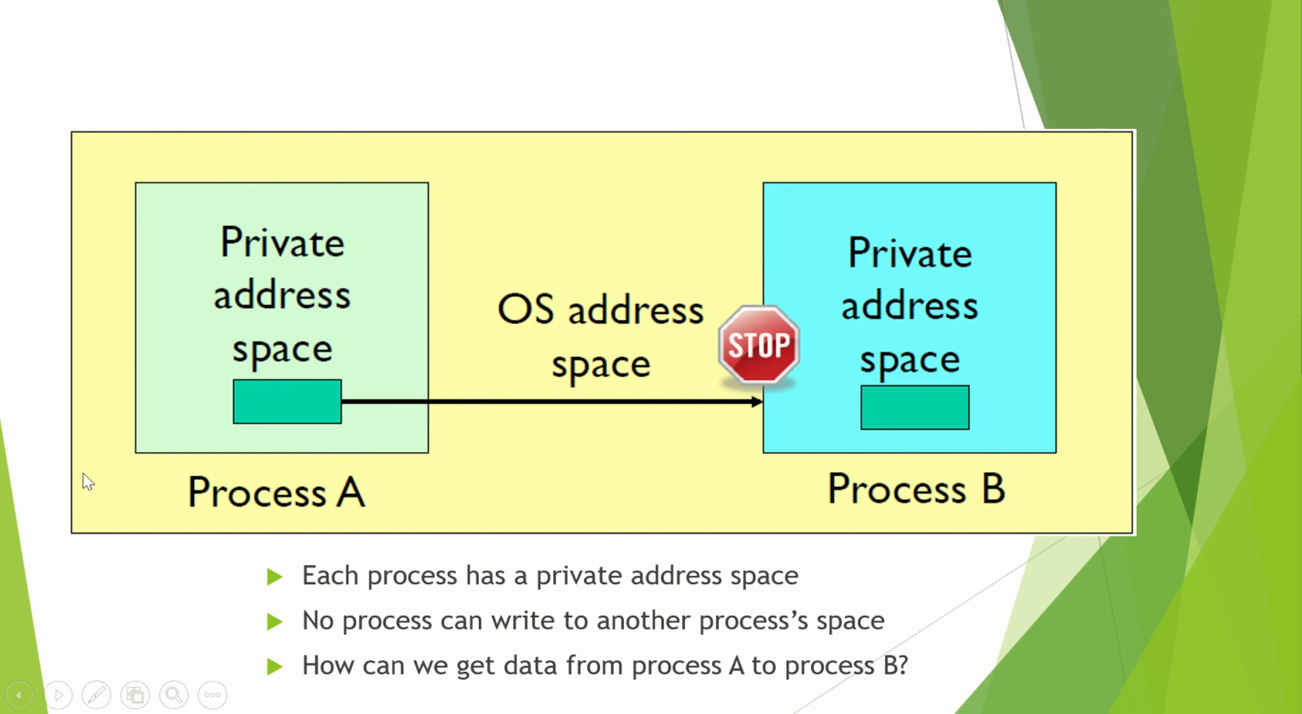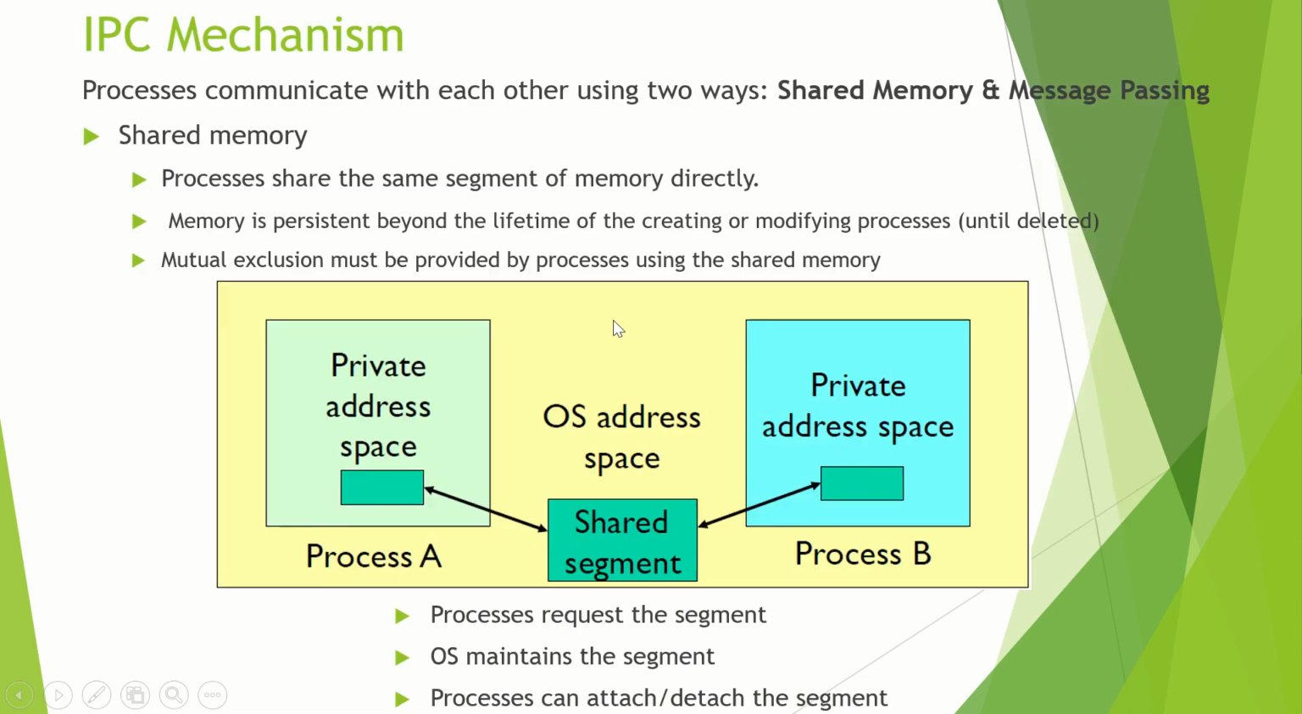So okay, this is the way processes work. Each process has a private address space: the private address space of process A, the private address space of process B. No process can write to another process's space. And how can we get data from process A to process B? By using IPC.